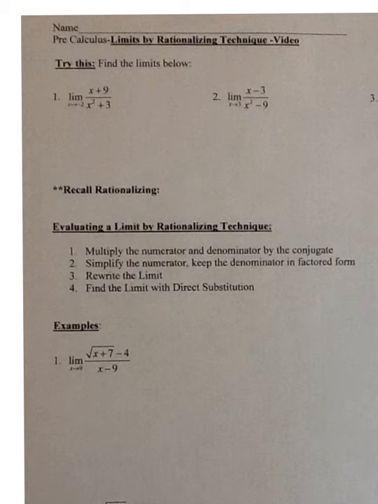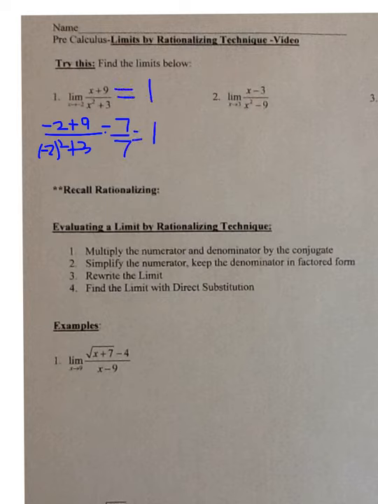Okay, so for number one we have here, find the limit as x approaches -2 of x plus 9 over x squared plus 3. So remember, I always said the first thing you should always do when you're finding a limit is try direct substitution. All right, so I'm going to take -2 and plug it in. So we have -2 plus 9 over -2 squared plus 3. So that's 7 over 7, which is 1. So the limit is equal to 1.